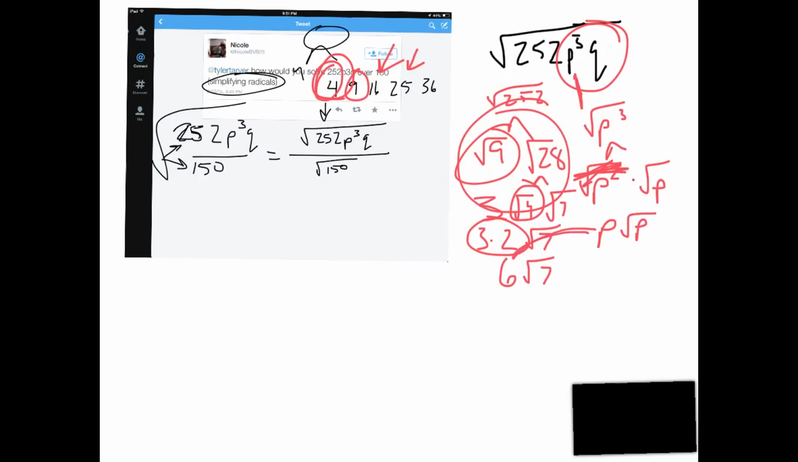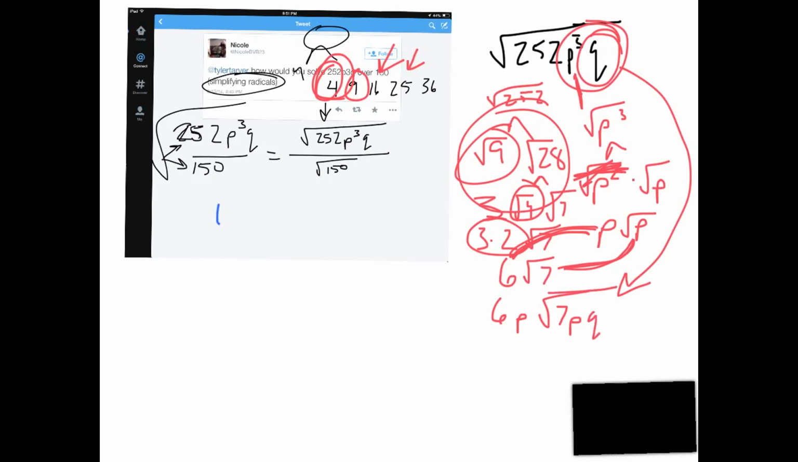And so we mix the stuff that's allowed to hang outside of prison, so 6p, and then we mix the things that aren't, which is radical 7p, and that q is still hanging out in there. He can't get out of jail, so bring him down there too. So we've got the top part locked up. We've got 6p radical 7pq.